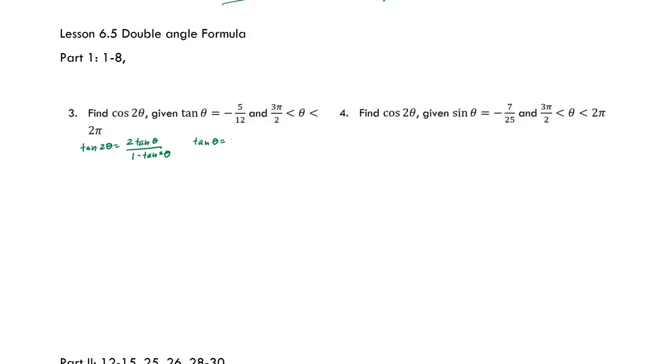I'm not going to write it yet. It's in quadrant 4. So in quadrant 4, all students take calculus. So in quadrant 4, cosine is going to be positive, x is going to be positive, y is going to be negative. So it's negative 5 over 12. So y equals, oh no, it wants you to find cosine. I'm sorry.